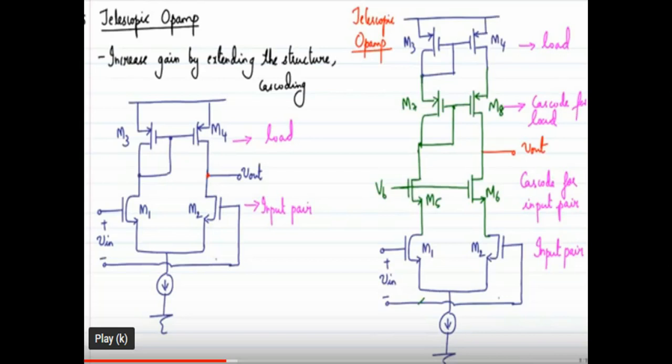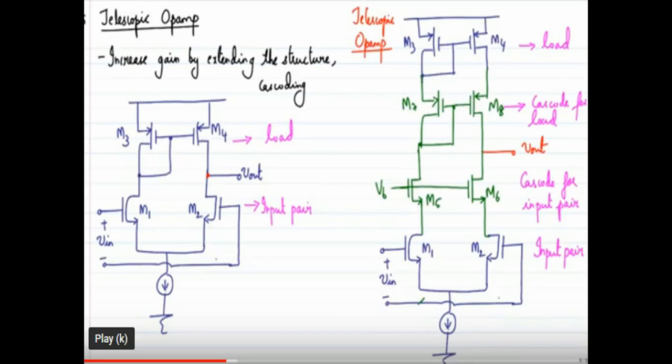So what do we mean by cascoding? Cascoding means we provide a cascode for both the input pair and the load pair. If we consider our single-ended opamp structure, one section is our input pair and the other section is our load. The transistors M1 and M2 are our input pair and M3 and M4 are our load pair in the single-ended opamp structure.